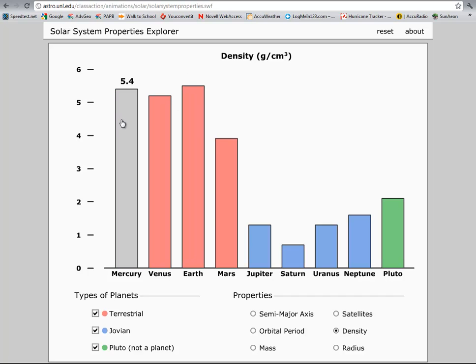Mercury, the second most dense, makes sense because it's closest to the Sun. You'd expect that material to get pulled in toward the Sun. Not a whole lot of difference between those three, and then we get down to about 4 grams per cubic centimeter for Mars. Jupiter, 1.3. Coolest thing about Saturn is it's less dense than water. If you could find a body of water like a bathtub big enough, Saturn would float, and it's the only planet that would do so.